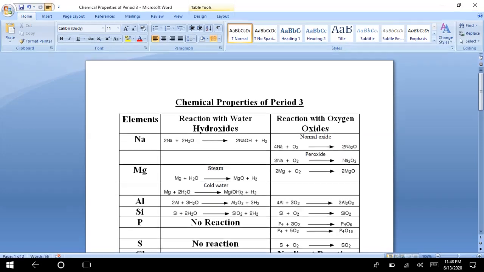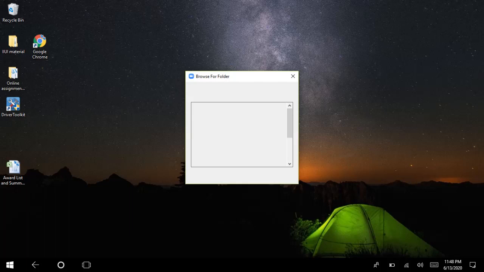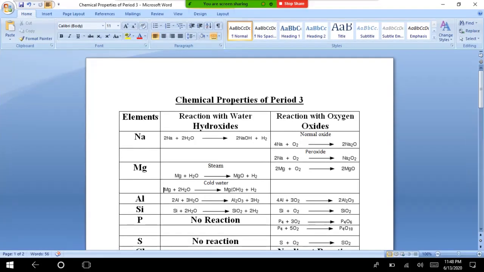You must know that whenever any element reacts with water, it forms hydroxide. When it reacts with oxygen, it forms oxides. Similarly, whenever it reacts with chlorine, it forms chlorides. One by one, we will discuss all the reactions, how these different elements react with water, oxygen, and chlorine. First of all, we're going to discuss the reaction with water.